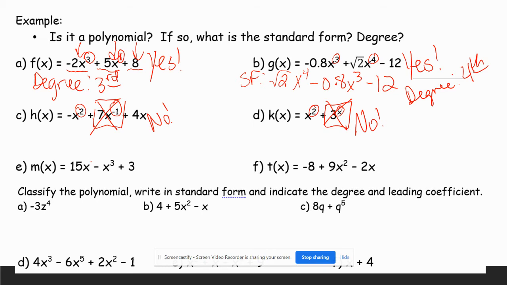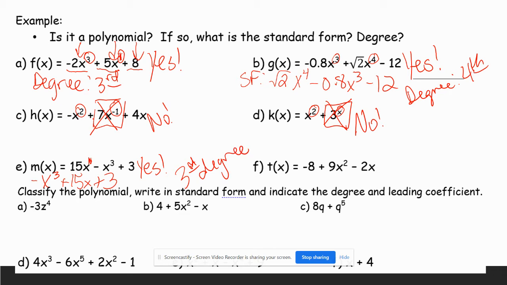Example E. We have a first power and a third power. Those are positive whole numbers. So yes, this is a polynomial. Standard form, the third power is our highest degree. There is a negative in front of it, so negative x to the third. This is a positive 15, so plus 15x, and then plus 3 because our constant term would be last. Our highest value is a 3, so this is a third degree.